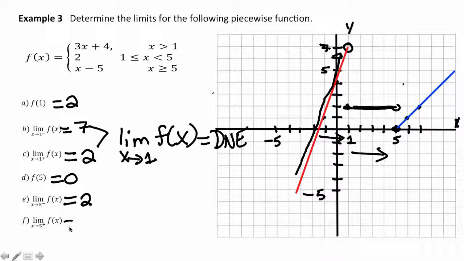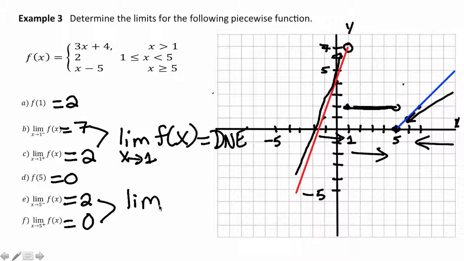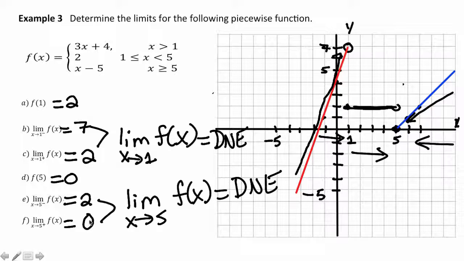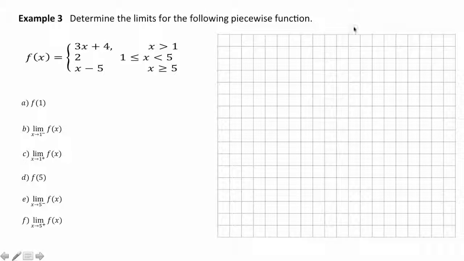Okay, now we're going to do it from the right side. As you approach from the right side, the graph decreases and approaches this y value of 0. So the limit from the right side is 0. And therefore, if you were to do the overall limit as x approaches 5, that does not exist because these are not the same value. That's all there is to these piecewise functions. They're not too bad.